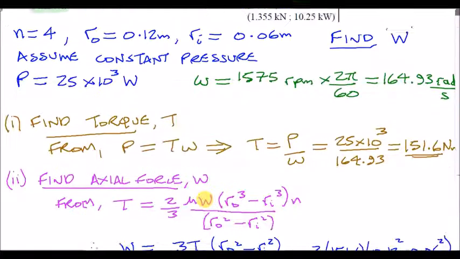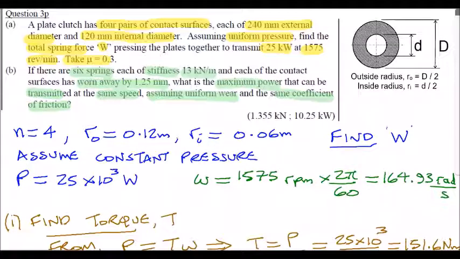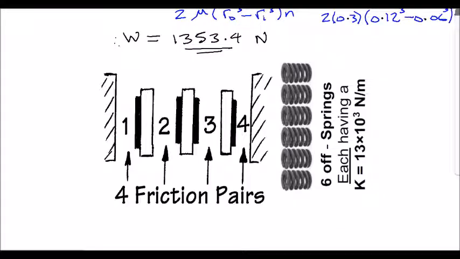Okay, so that's the first part of the question done. This is similar to what we've done previously. Let's look at the second part of the question. So diagrammatically, that's the situation we've got. We're told in the question that we have these four pairs of friction surfaces. So don't forget, four pairs of friction surfaces means we have eight contact surfaces. So if I highlight them.